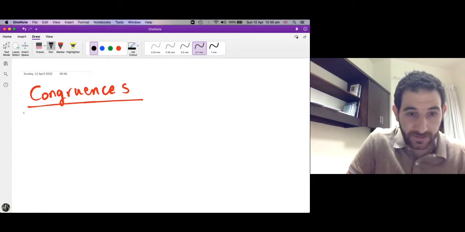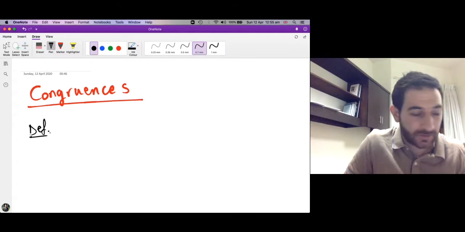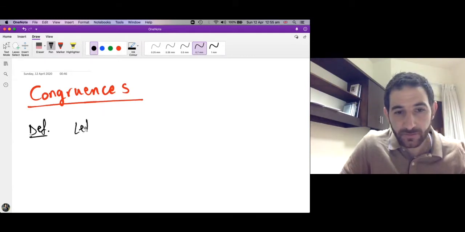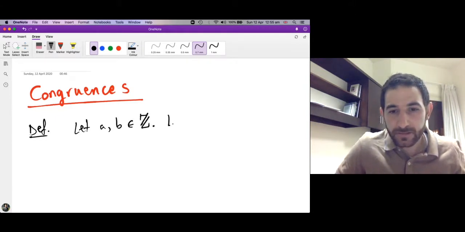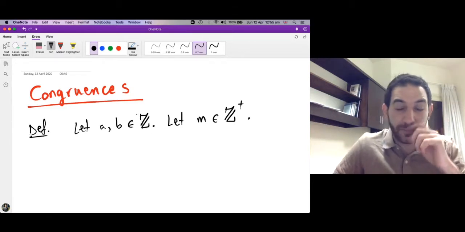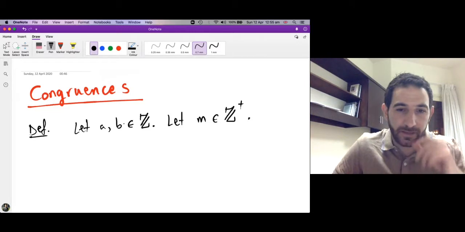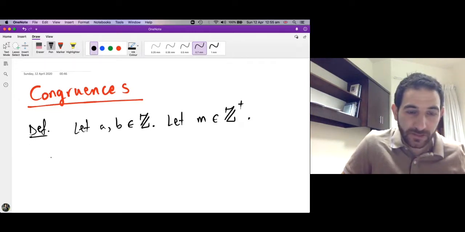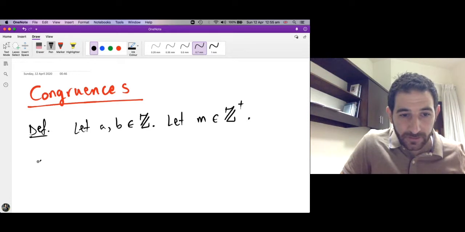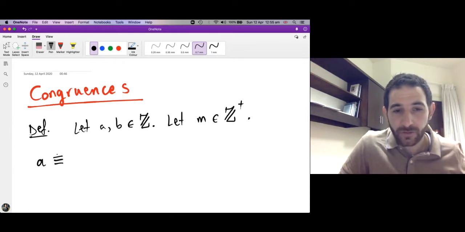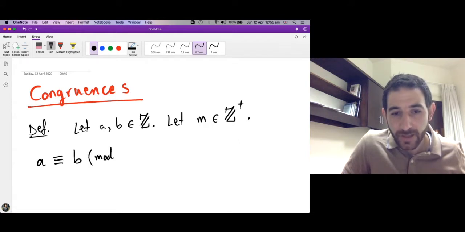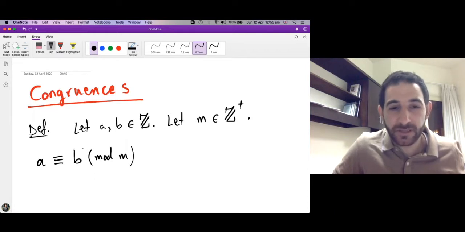Okay, so what is this relation? Let me define it here. Let's choose any two integers whatsoever. So let a be an integer and b be an integer, and let m be a positive integer. You can think of m as a fixed positive integer, and a and b as any integers you want. Then we say that the integer a is congruent, this is how we write congruent, three horizontal bars, to b modulo m. This is the relation I am defining.